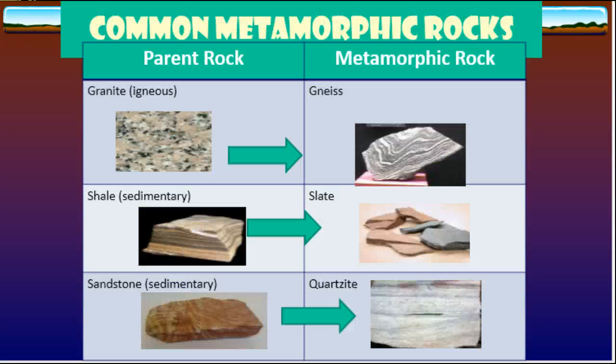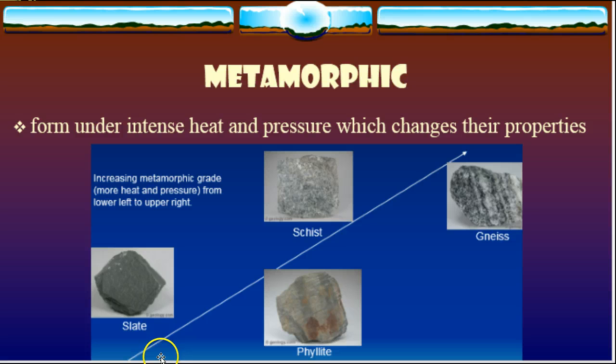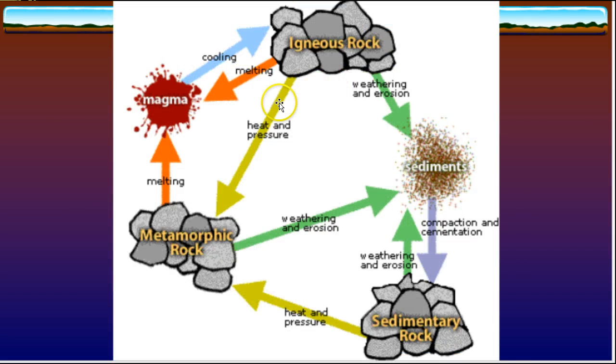These are some common metamorphic rocks, and you can see the parent rock that they came from. Here's an igneous rock that turned into a metamorphic rock, sedimentary rocks that turned into metamorphic rocks, and then, as we said before, these metamorphic rocks can actually turn into other types of metamorphic rocks as well. So this all comes back to the rock cycle. This is how we can go from one to the other.